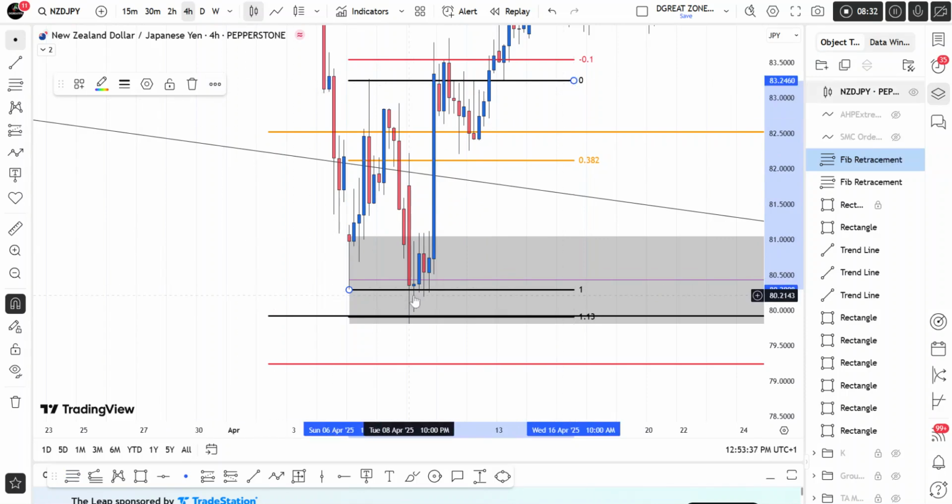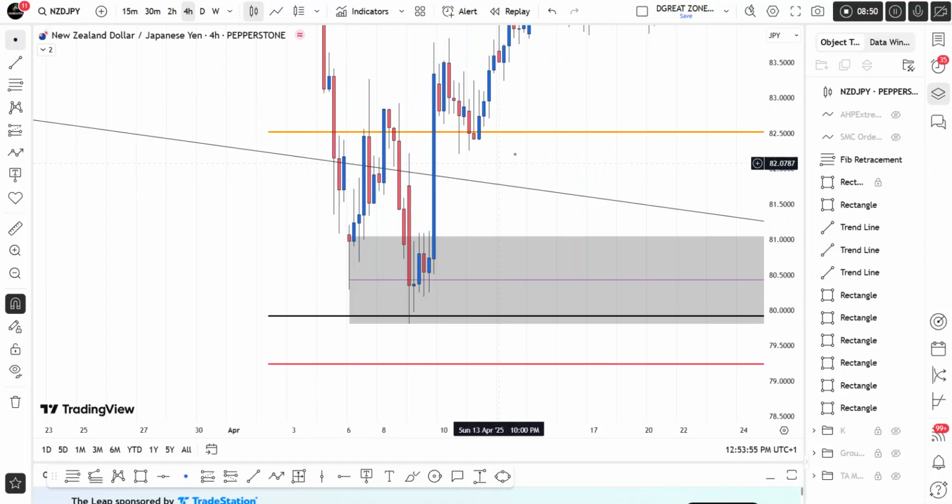Okay, so you can see that it met the minimum requirement for a shark pattern of the X to A extension or projection of this XABC. But then this leg has to be a minimum of 1.13. That is it. So it met the minimum requirement. So that is valid. All right.